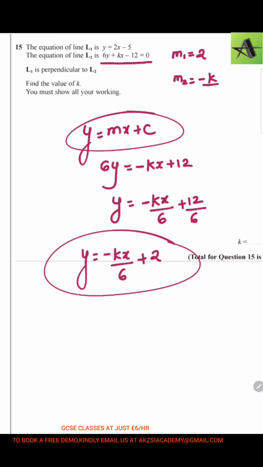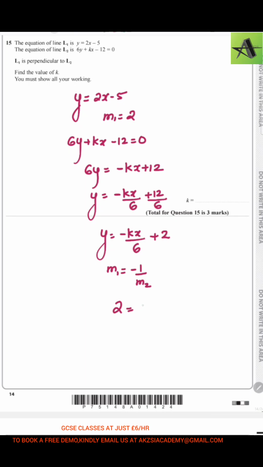Now it's clearly in the form y equals mx plus c, and on comparing I get my m2 as negative k over 6. And I know that if two lines are perpendicular to each other, they are negative reciprocals of each other. That means m1 equals negative 1 over m2. That's the meaning of negative reciprocal. So in place of m1, I'll write 2, and in place of m2, I'll write negative k over 6. So negative 1 over negative k over 6.